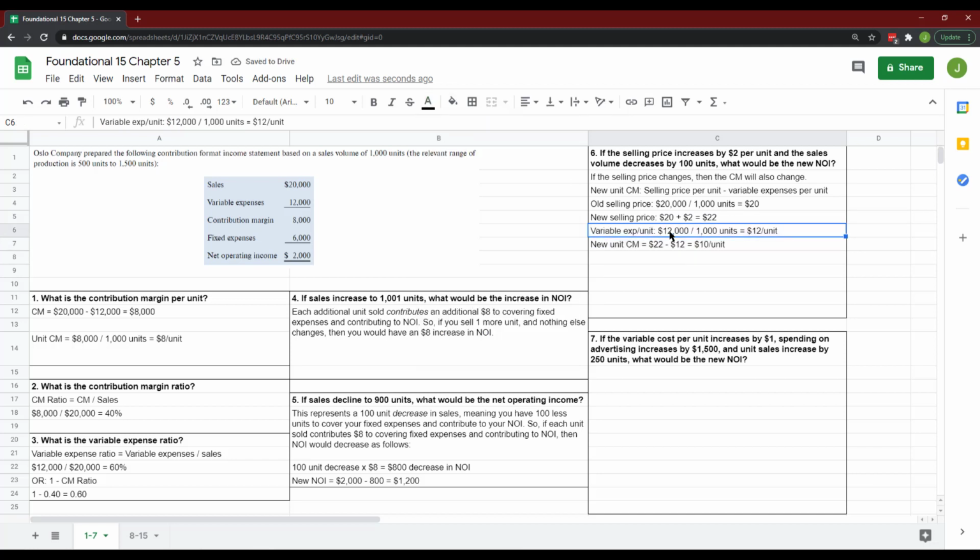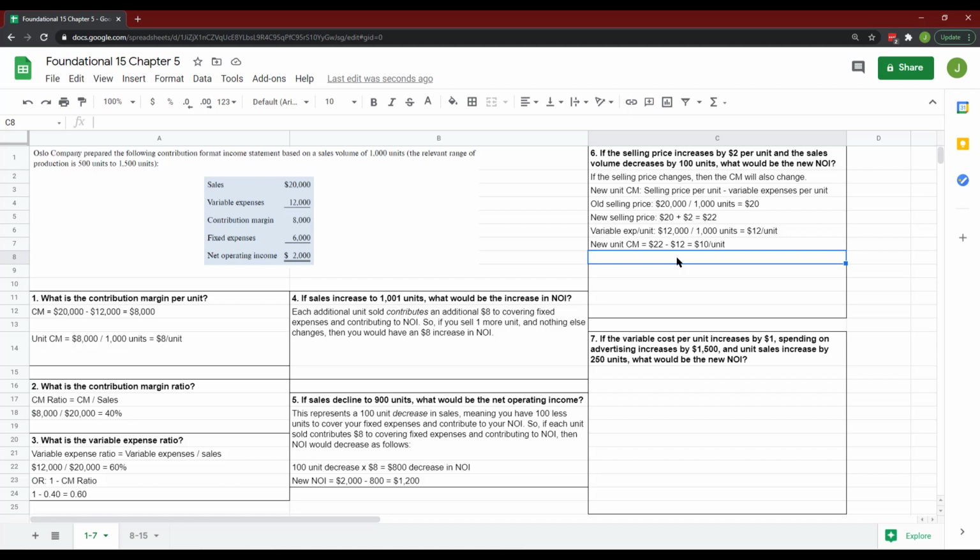The variable expenses per unit, that's $12,000 for 1,000 units. So that means our variable expenses comes out to $12 per unit. So what is our new unit CM? So your unit CM was simply your selling price per unit minus the variable expenses per unit. So we now know that would be the $22 now, not the 20, but the $22 minus the $12, leaving us with a $10 per unit CM. So that's our new contribution margin per unit.